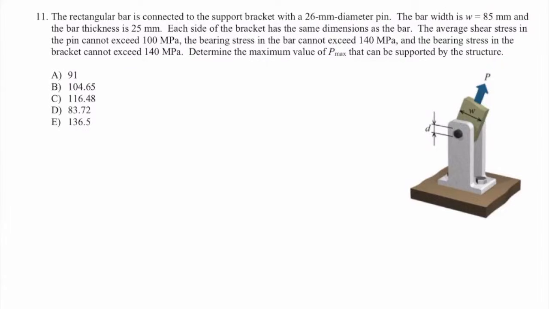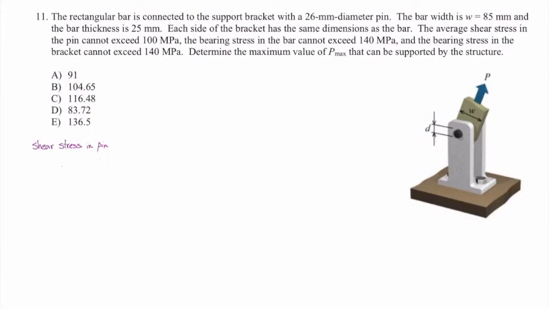Okay, here we have information about all 3 elements: brackets on the side, pin in between, and bar on top. So we need to design all of them and see what would be the maximum P that each of these elements can carry. Once we determine that, the minimum value will be the answer of this problem, because that will be reached always, and that would be the failure of the structure. All right, let's start with the shear stress in the pin.